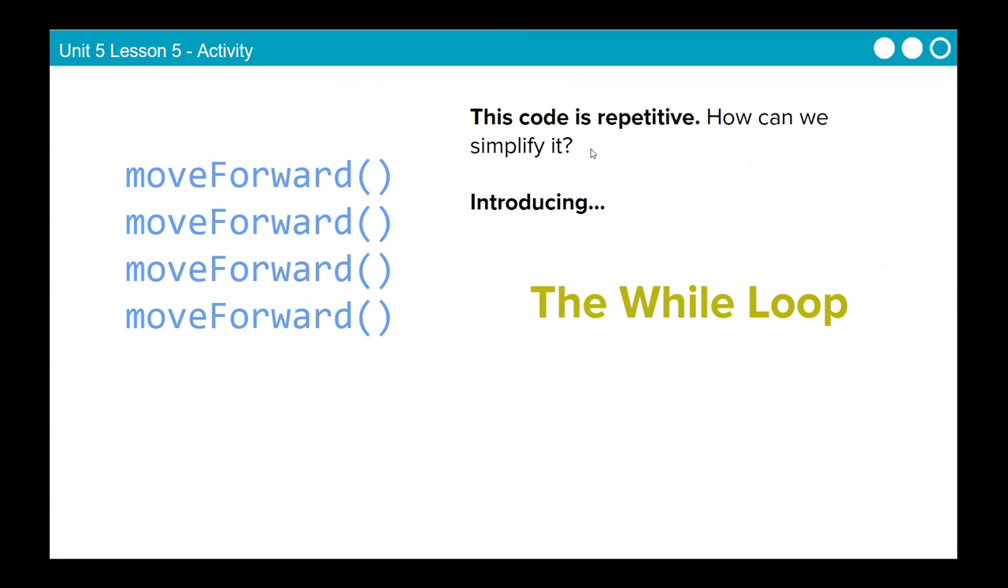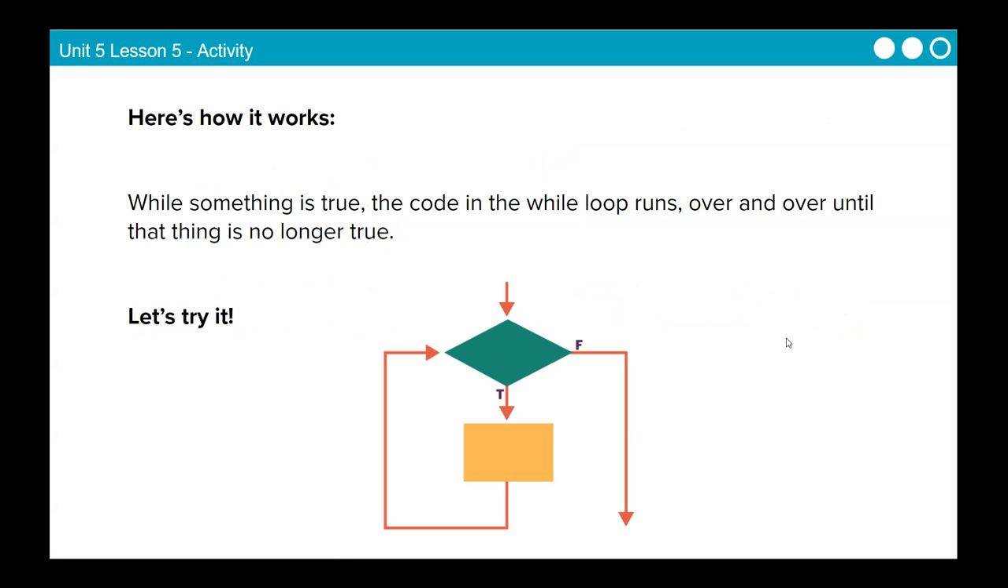So as it says, this code is repetitive. We are calling move forward 4 times. How can we simplify it? By introducing the while loop. Here's how it works. While something is true, the code in the while loop runs over and over until it is no longer true. So let's try it.